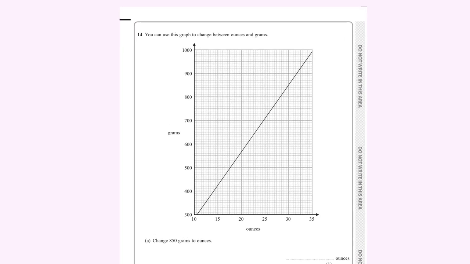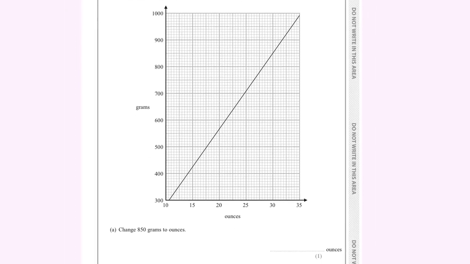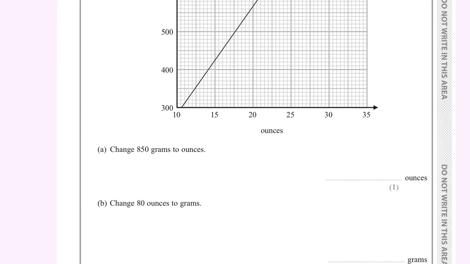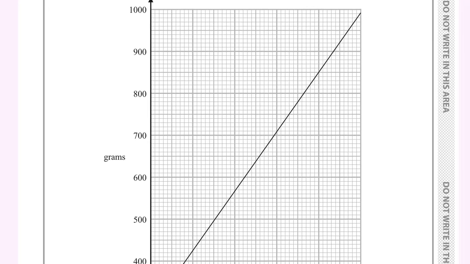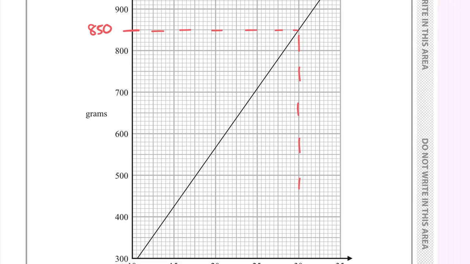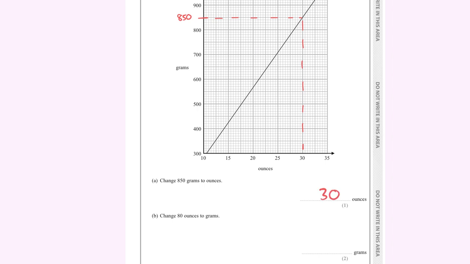Okay, we've got a bit of a conversion graph here, so you can change this graph to go between ounces and grams with your measurements, usually used in cooking. And it says change 850 grams to ounces, so we're looking for 850 grams. So we'll look at this one, 850, and we'll just follow that along. And then we'll follow that down. Okay, 30 ounces.